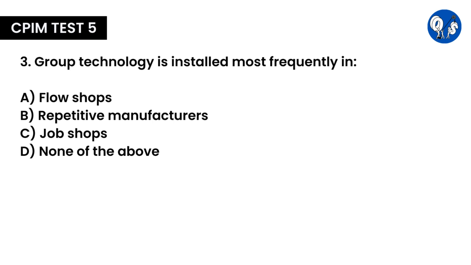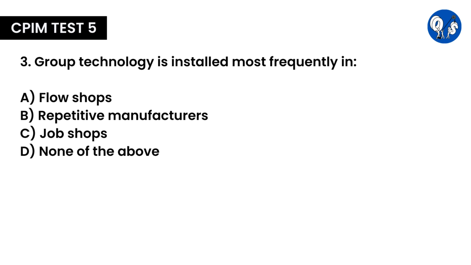Question number 3. Group technology is installed most frequently in A. Flow shops, B. Repetitive manufacturers, C. Job shops, D. None of the above. Here the correct answer is C. Job shops offer the greatest potential for improvement from group technology because of the shorter cycle times and improved setup times.